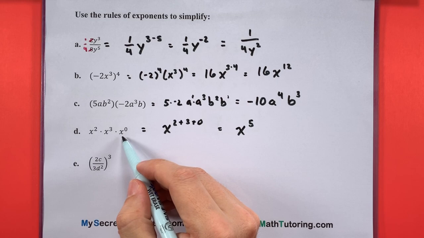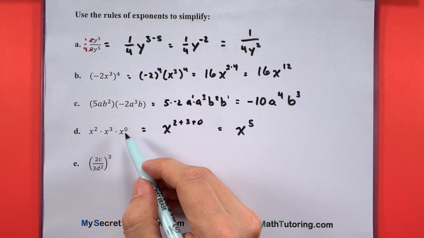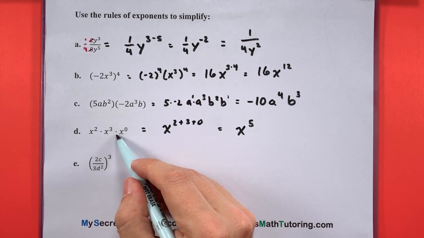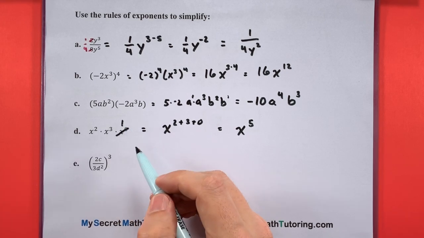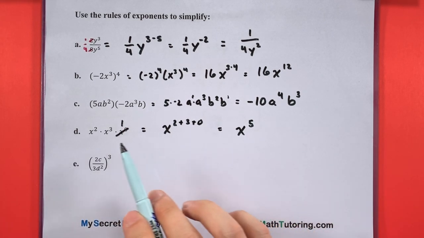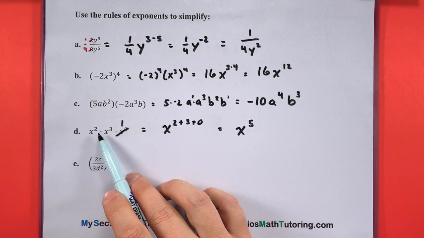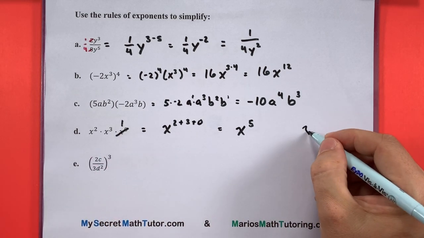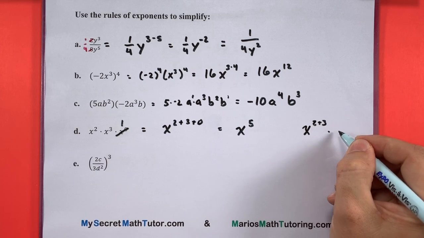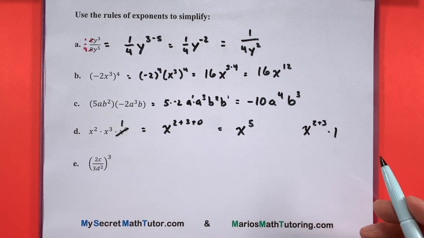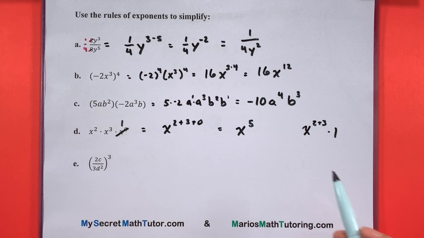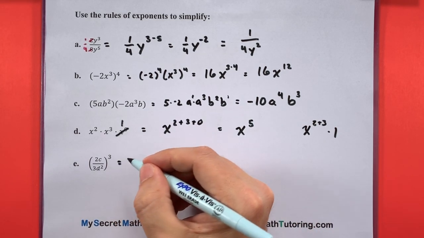You might also recognize that one of your rules for exponents says that anything to the 0 power is 1, so you could have actually reduced this and called it 1 and gotten the same answer. That's because you would end up combining these two, so x to the 2 plus 3, and then you'd multiply that result by 1, but hey, 1 multiplied by anything is itself, so you'd end up right back at x to the 5th. All right, one last one.